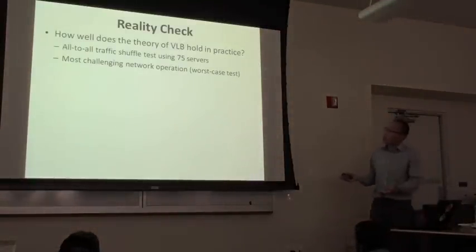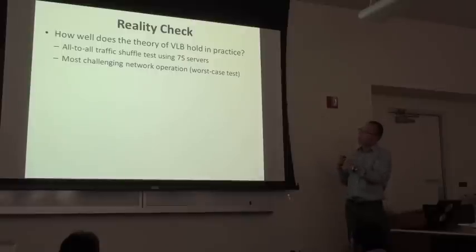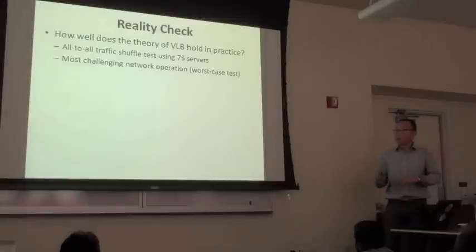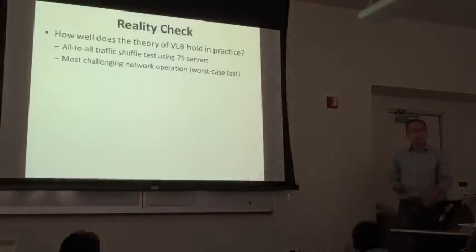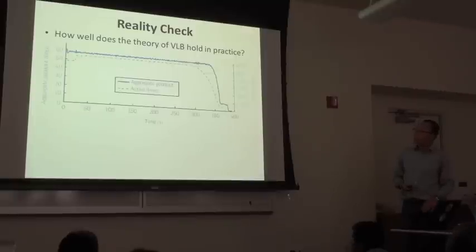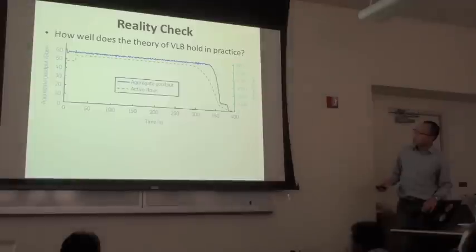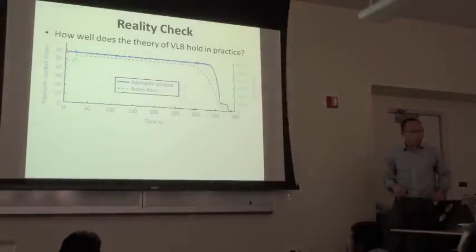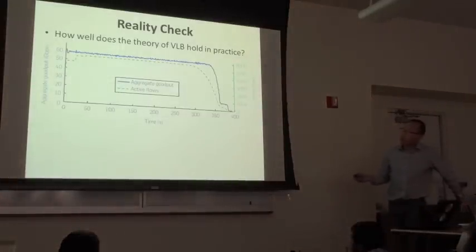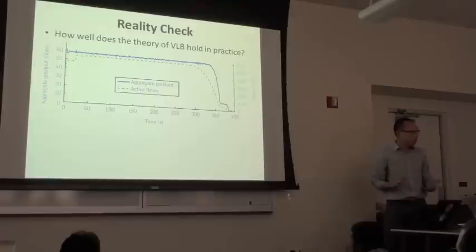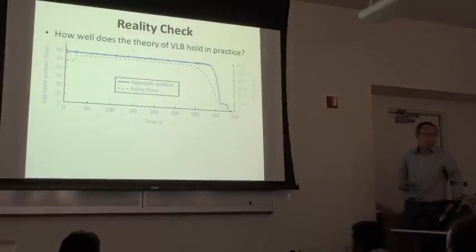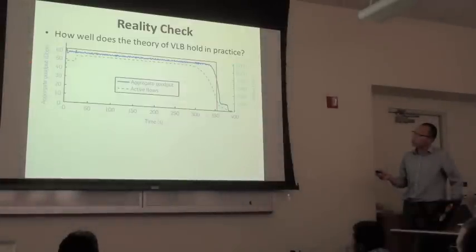I also wanted to validate how closely this network follows the theory of VLB. So I ran some all-to-all traffic shuffle tests using 75 servers, because that's the most challenging task for the network. This chart shows the actual aggregate goodput over the 400 seconds that the test ran. The aggregate goodput is the sum of the bytes actually delivered to the application across all 75 servers. To compare this with the ideal case, I plotted the theoretical maximum of VLB.